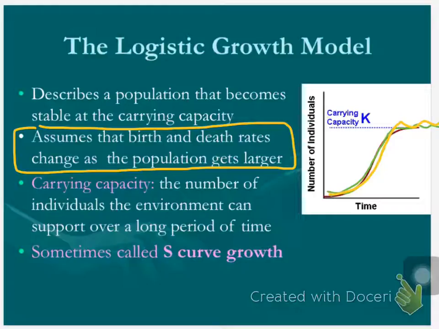In the case of Sally's mouse-pocalypse, birth rates weren't going to decrease, death rates weren't going to increase because she kept providing additional resources. But that doesn't happen in nature. And this is very often called S-curve growth. You have to have a little bit of imagination to see the S in there. But it's kind of an S. It starts off like a J and then it tapers off. And you have these fluctuations around that carrying capacity.